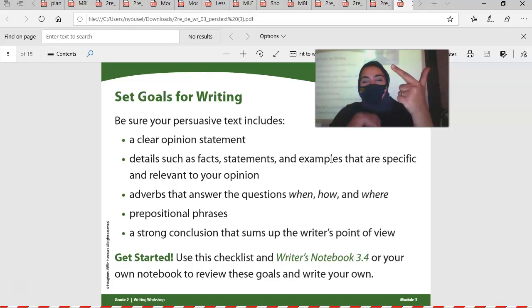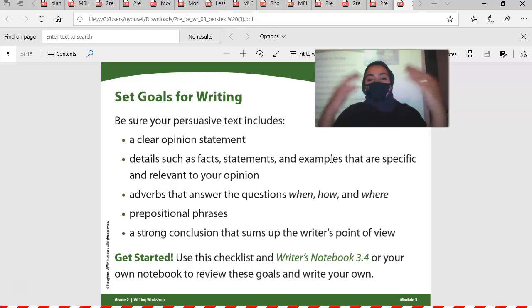And then examples. For example, when I didn't understand my math work, Miss Yusuf asked me to come sit next to her and bring her whiteboard. And she slowly walked me through it. Okay, that's an example. Okay? So you're going to have to include facts, statements, and examples that are relevant to your opinion.